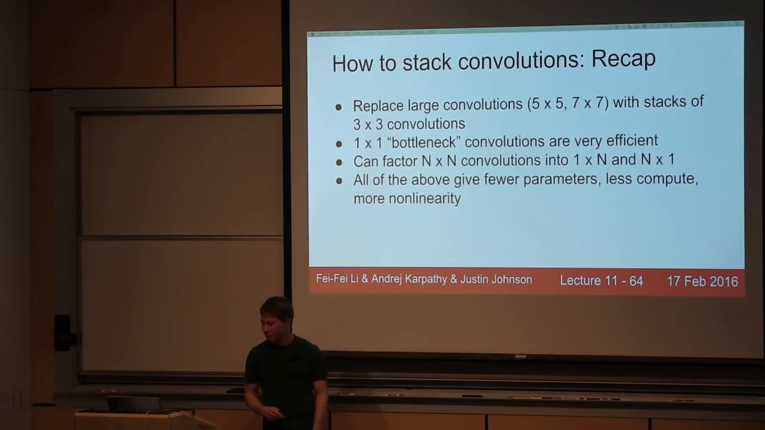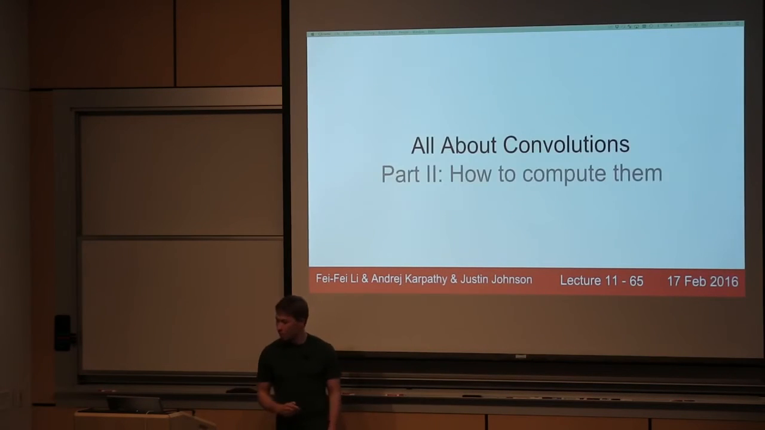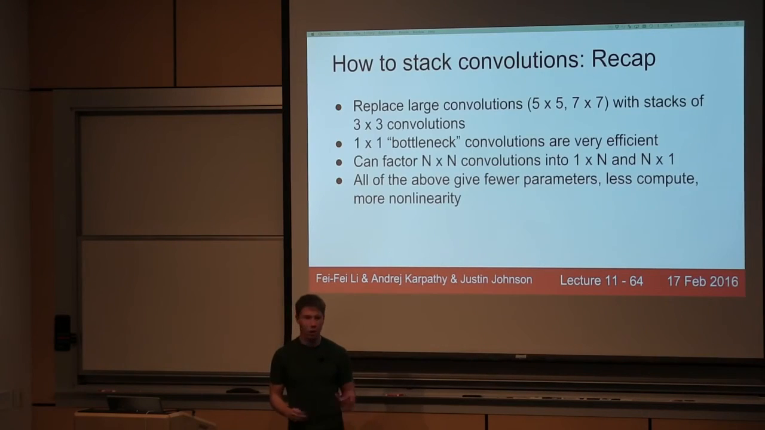I'm not sure. And the basic overarching theme for all of these tricks is that it lets you have fewer learnable parameters and less compute and more nonlinearity, which are all nice features to have in your architectures. So if there are any questions about these convolution architecture designs. Too boring or too obvious?